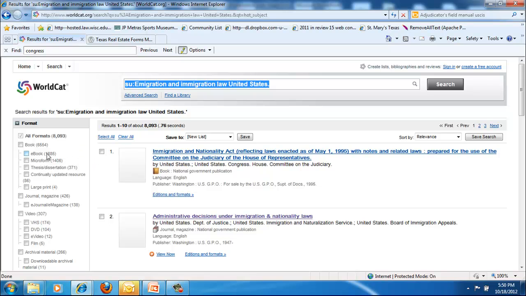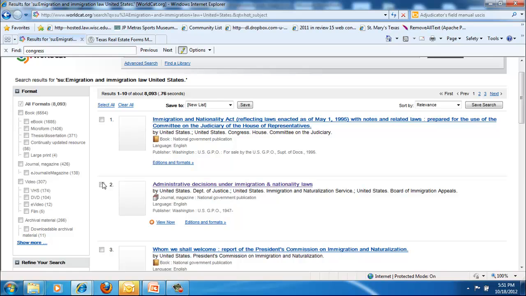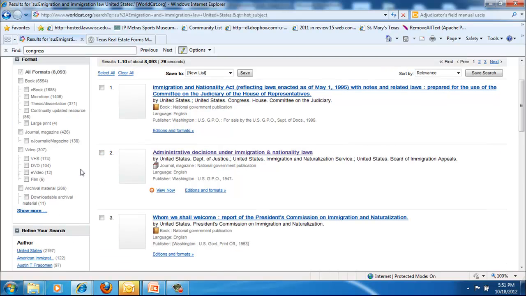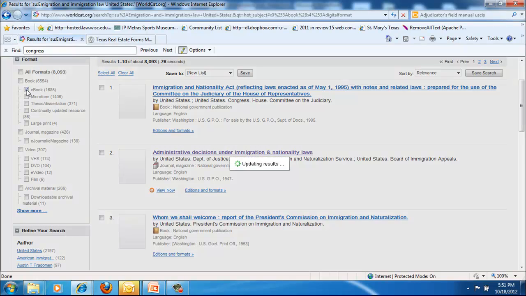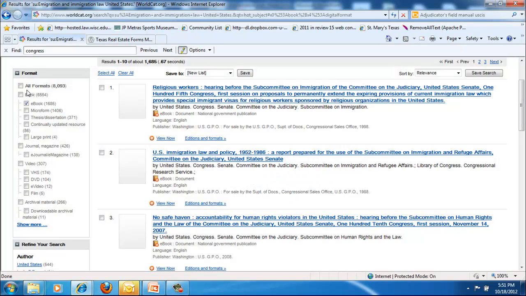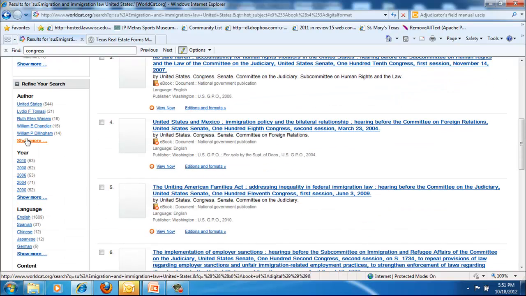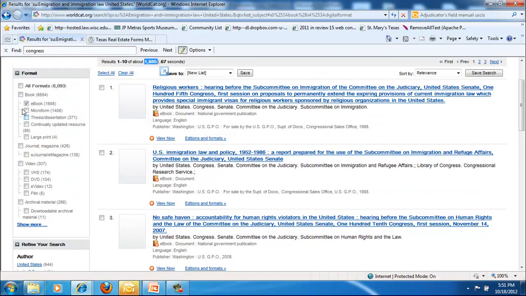And I'm first going to look and see, okay, I'm in my office. I don't want to go to the library. So how can I find just electronic material that I can look at right now? If you go over on the left-hand side, you can see that you can limit it by what format it's in. I see ebook is here, and it knocked my search results down to just ebooks. I could also look by year, by author, by language.